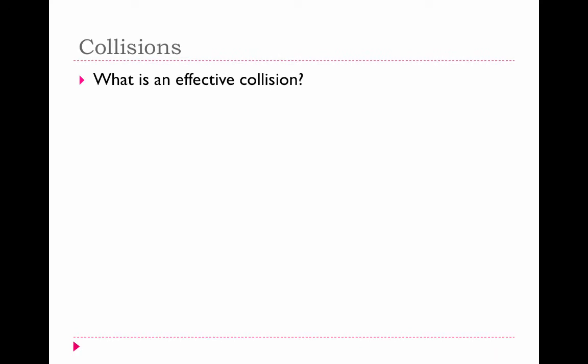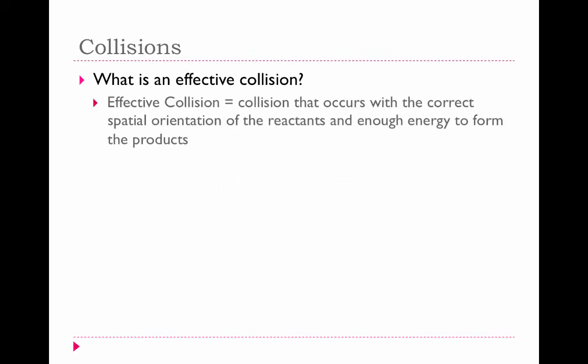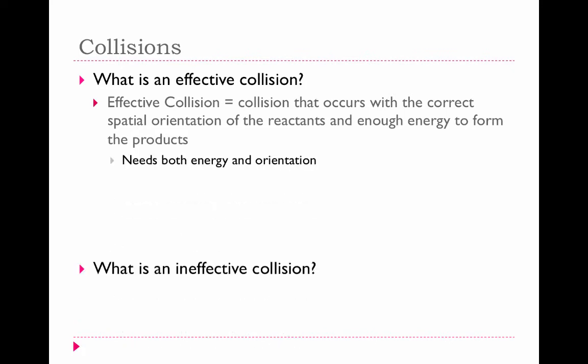So what is an effective collision? An effective collision means that the collision occurs with the correct orientation of the particles, they're lined up just right, and enough energy to form the products. So they have to bump into each other with just the right amount of energy. This needs energy and correct orientation.